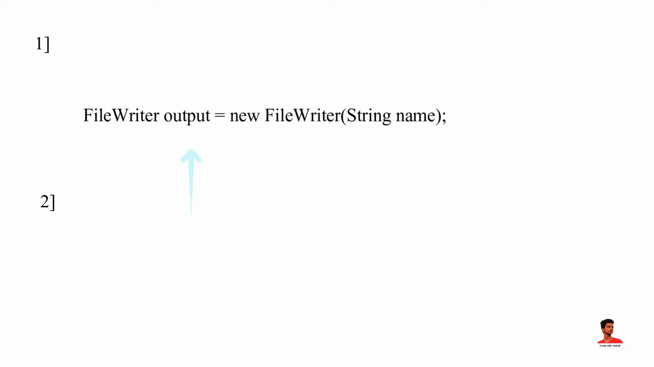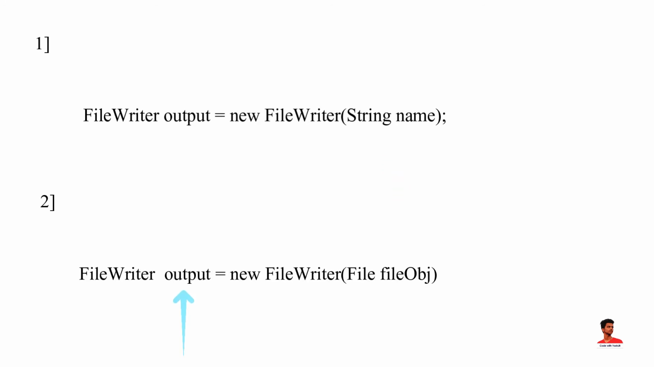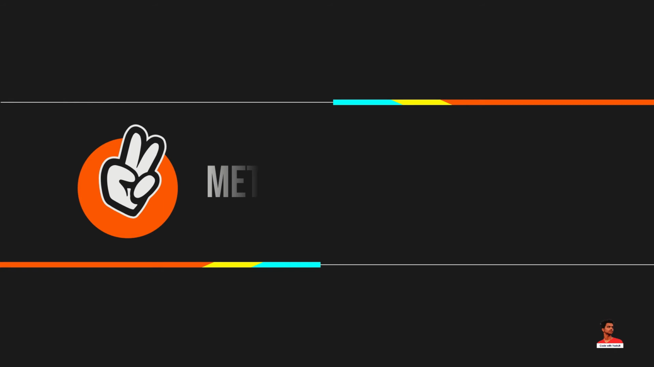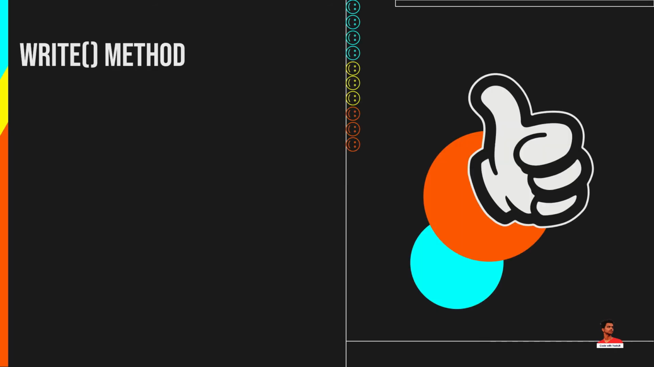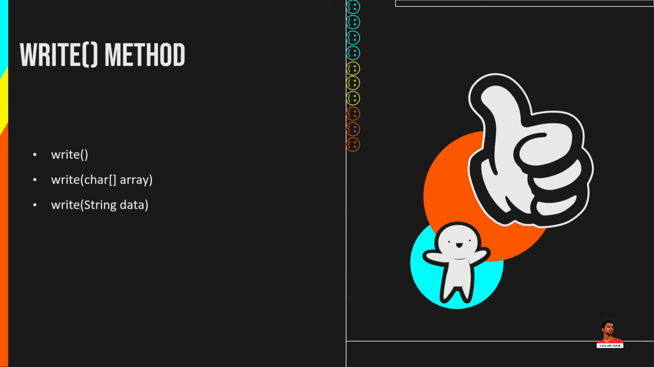Here we have created a FileWriter that will be linked to the file specified by the name. Here we have created a FileWriter that will be linked to the file specified by the object of the file. The FileWriter class provides implementations for different methods present in the Writer class. Writes a single character to the writer, writes the characters from the specified array to the writer, writes the specified string to the writer.